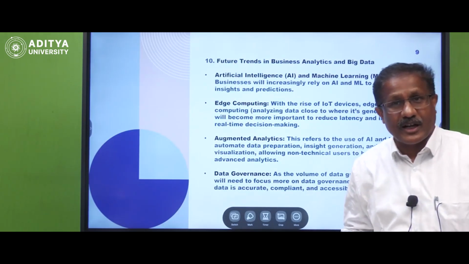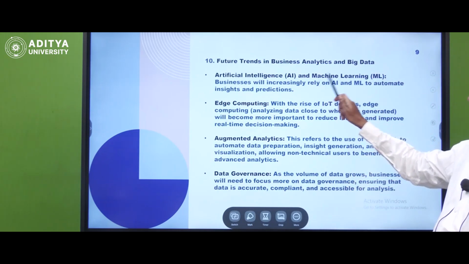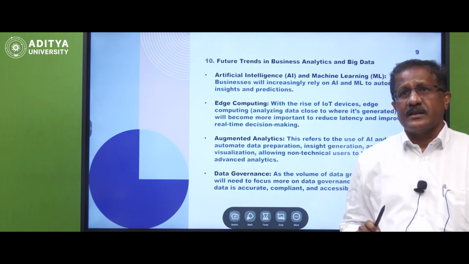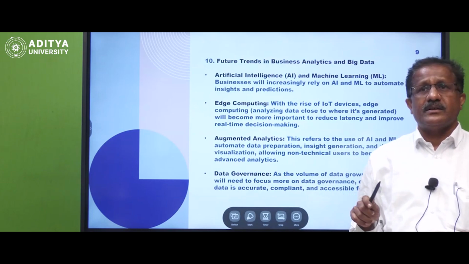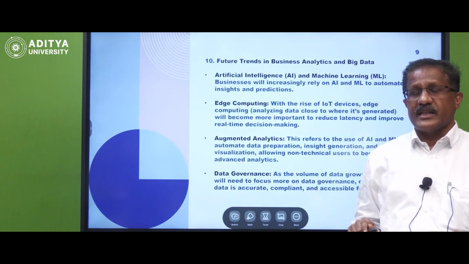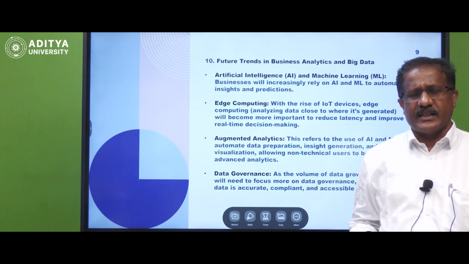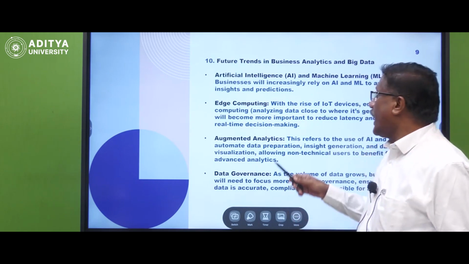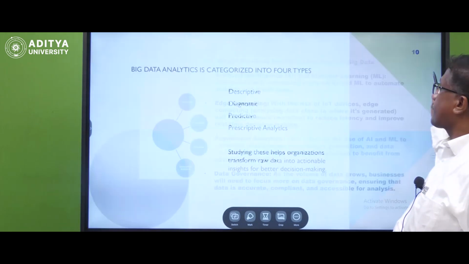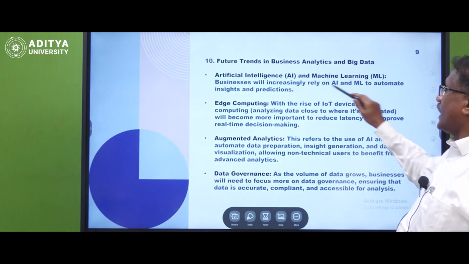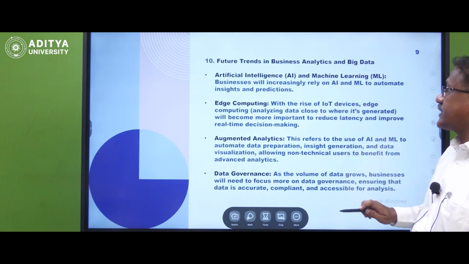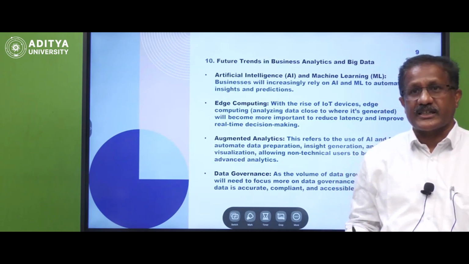Now, what are the trends going on at present? The first one is AI and machine learning. AI means artificial intelligence. People can make a machine think like a human. That type of system advancement comes under AI. There are so many tools coming into the market nowadays. Another one is machine learning. Artificial intelligence and machine learning increasingly rely on AI models to automate insights and predictions, because these are the future trends. It has not only started now.